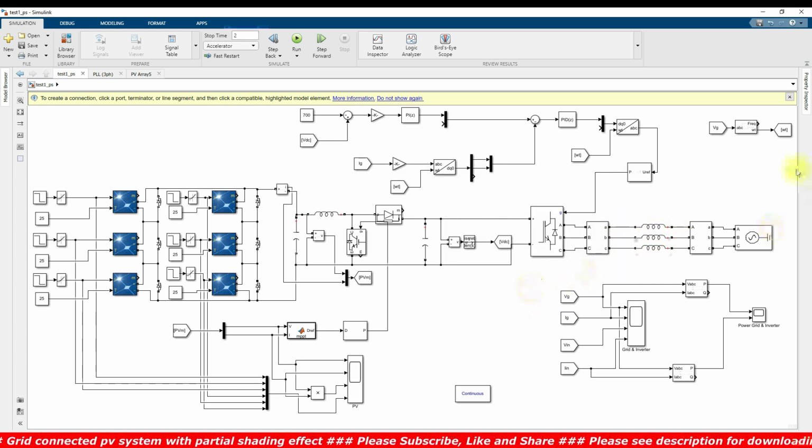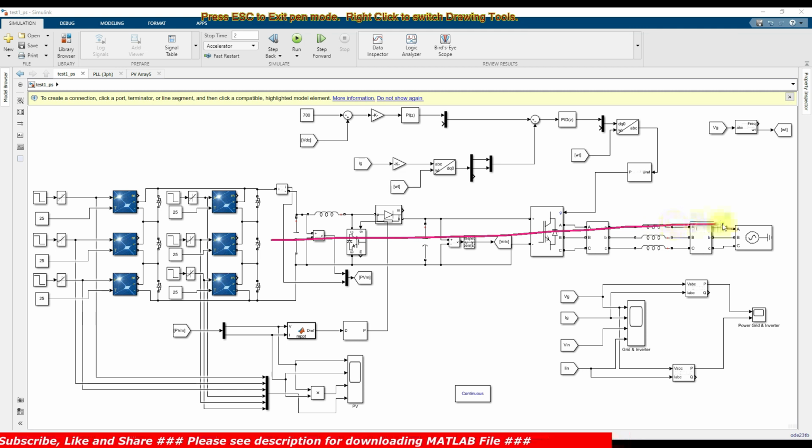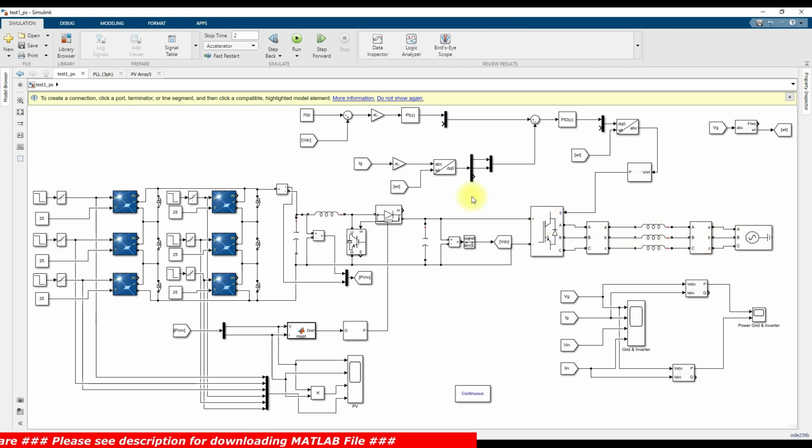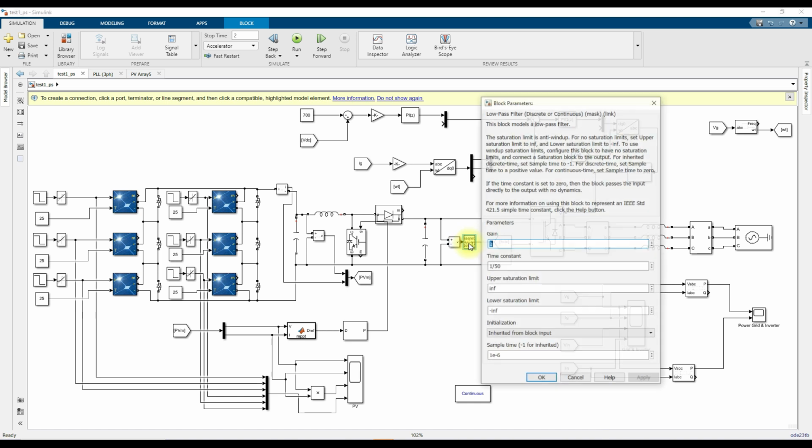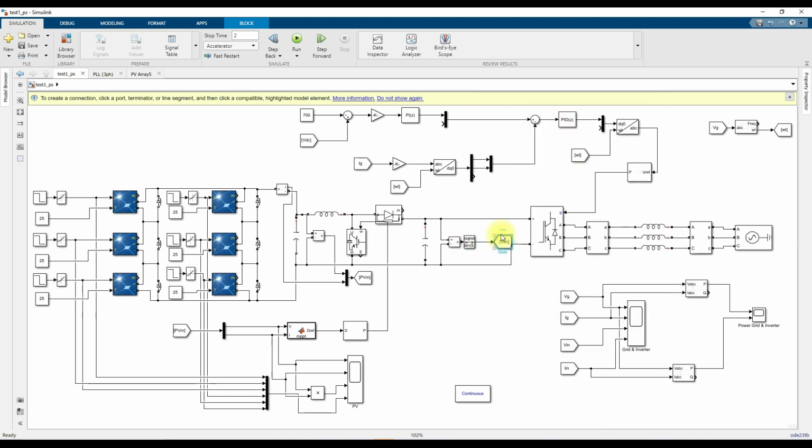Next, you need to control this inverter so that it does not take power from the PV, and instead injects it into the grid. For that, we need to measure the VDC. Here we have to filter the boost converter voltage by means of a low pass filter, and then measure it and compare it with 700 volts, because we need to maintain 700 volts across this inverter.